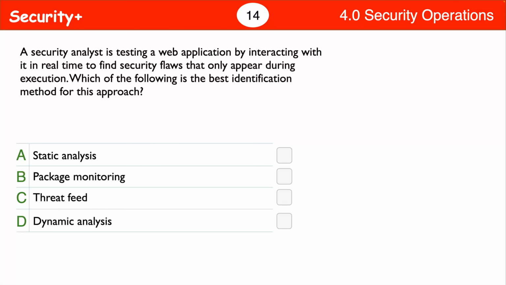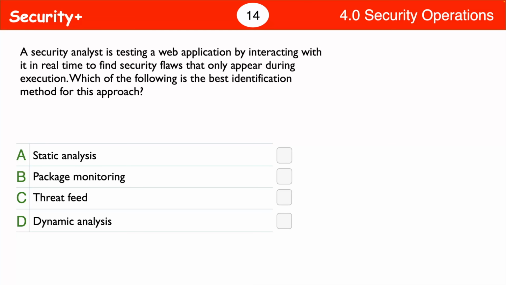Question 14. A security analyst is testing a web application by interacting with it in real time to find security flaws that only appear during execution. Which of the following is the best identification method for this approach? A, static analysis. B, package monitoring. C, threat feed. Or D, dynamic analysis.